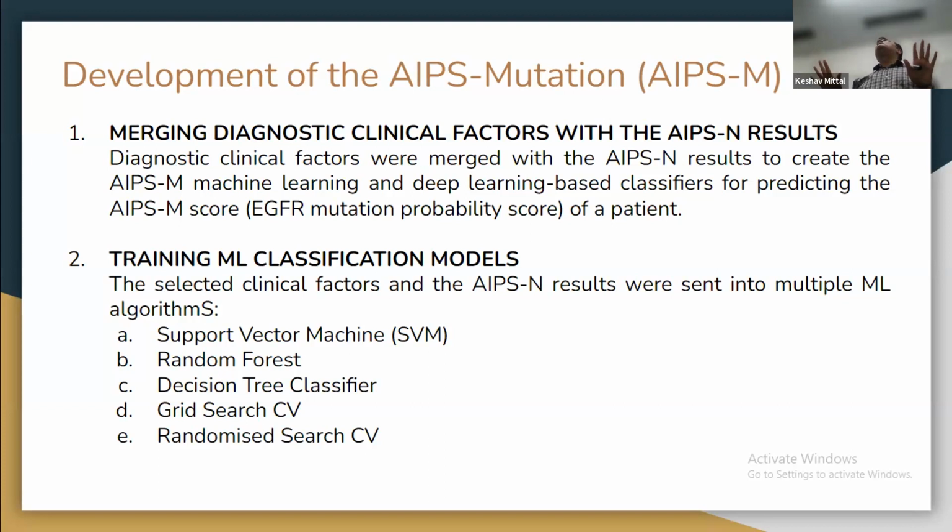Here we did not use the computer vision. Why? In M we did not use computer vision because there was no imaging data. We were working on clinical data. So we utilized multiple machine learning models such as support vector machines, random forest, decision classifier, grid search, random search. All these algorithms were used to build up these M model.